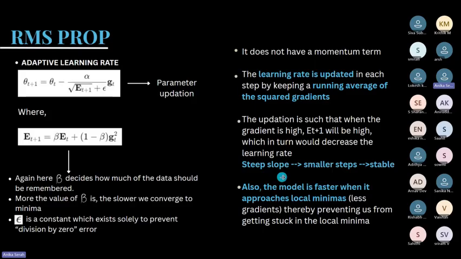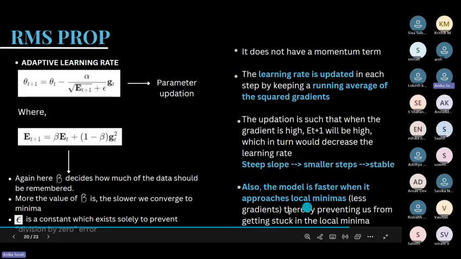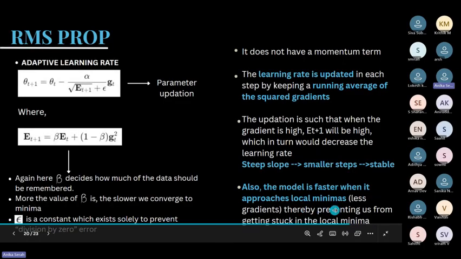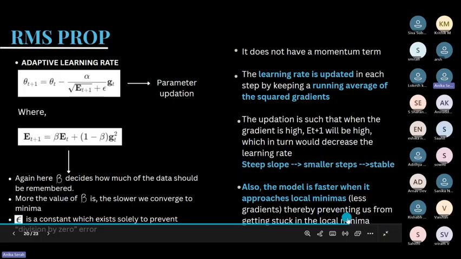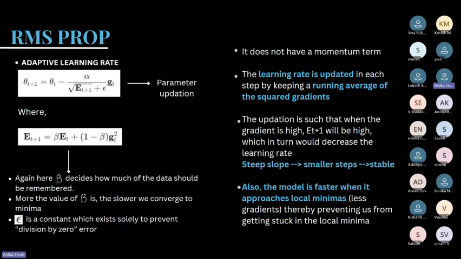So a steep slope will lead to smaller steps, which will make it more stable. And also the model is faster when it approaches local minima, which are flat. If it's flat, it's going to move fast because the learning rate will be higher, and it will not get stuck in local minima. It will only stabilize when the minima is properly deep and it's a global minima.